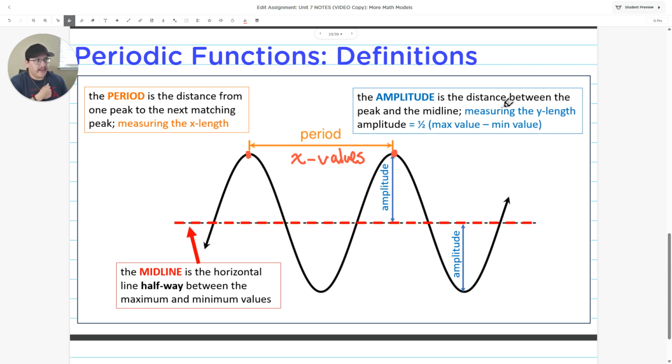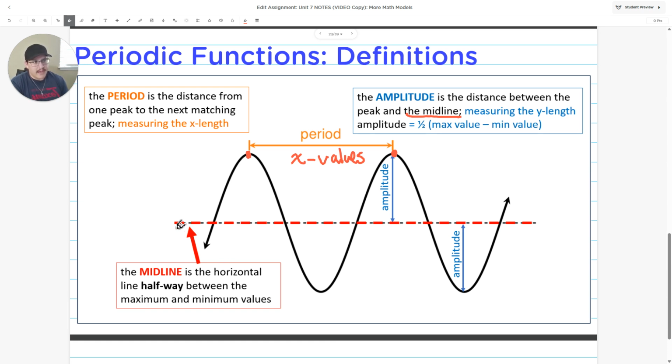Amplitude is the distance between the peak and the midline. So it's measuring the y value of the graph. Now again, notice how it said midline. Midline is the middle part between the peak and the valley. It's not always shown in the graph, and so we have a way of calculating that by taking half of the maximum value subtracted by the minimum value.